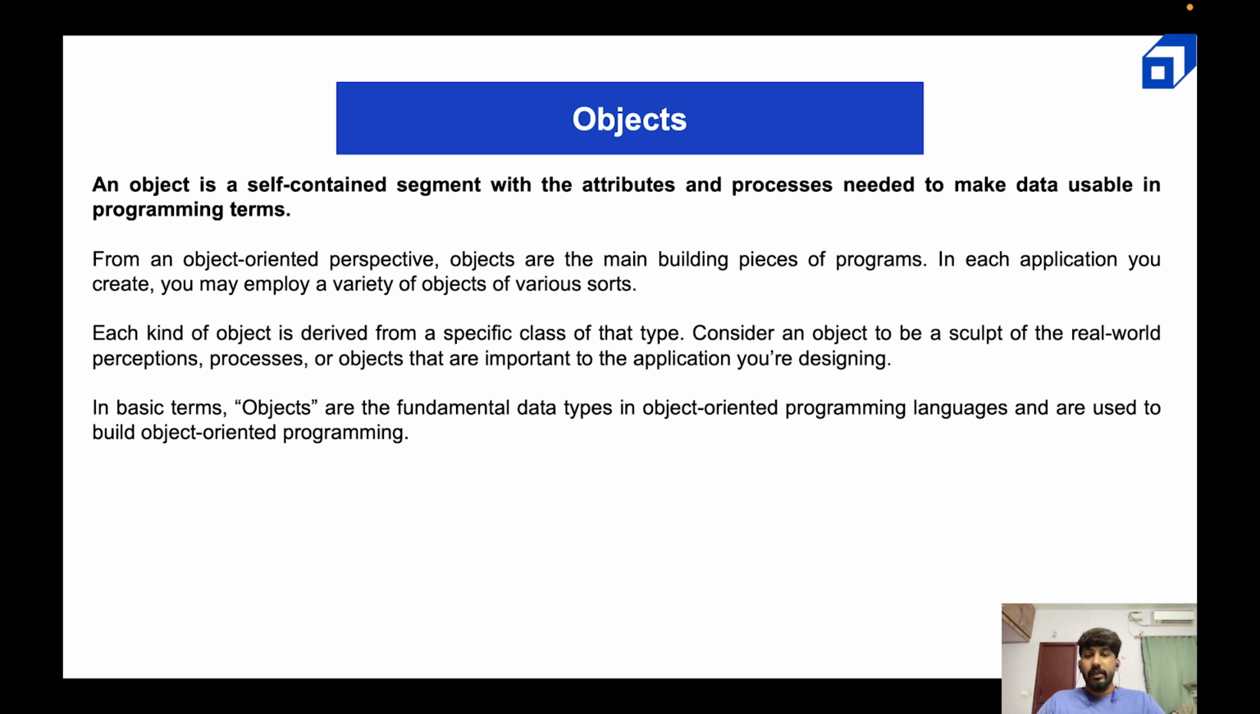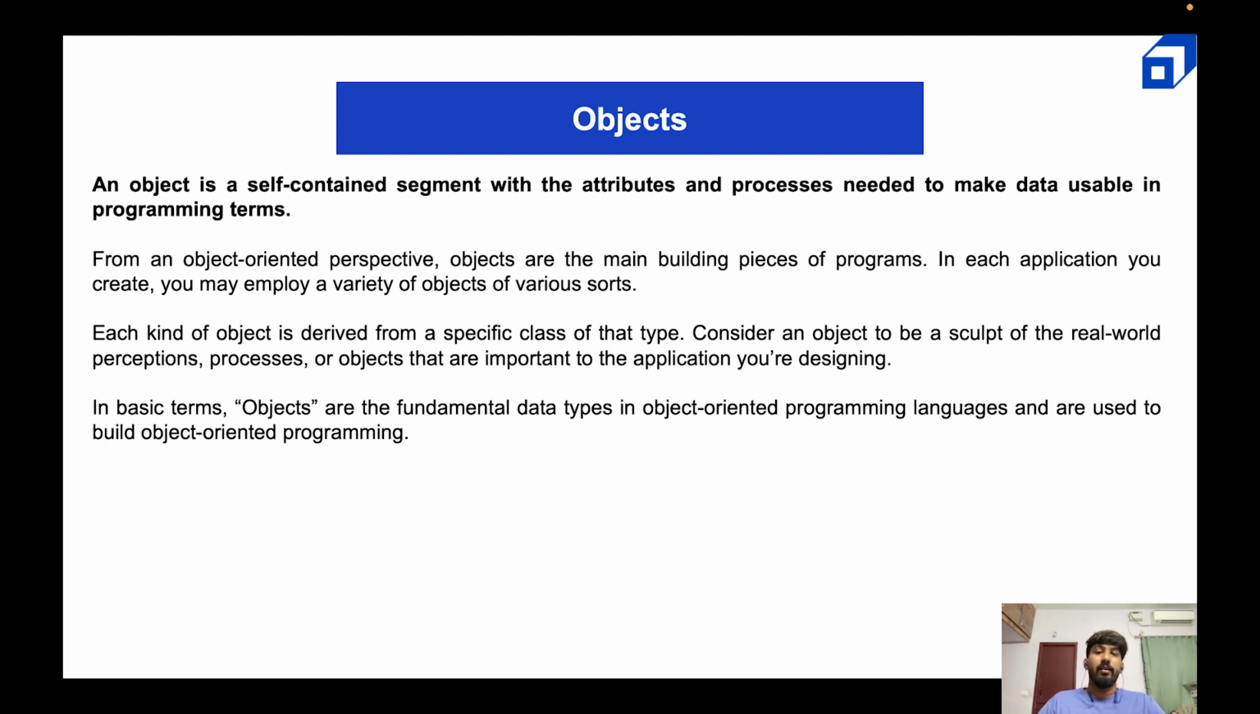So each kind of object is derived from a specific class of the type. Consider an object to be a sculpt of the real world perceptions, processes, or objects that are important to the application you're designing. So in basic terms, objects are the fundamental data types in object-oriented programming languages and are used to build object-oriented programming. And again, to be very simple, when you create a class, if you want to reuse the code from that class, you need to use an object.